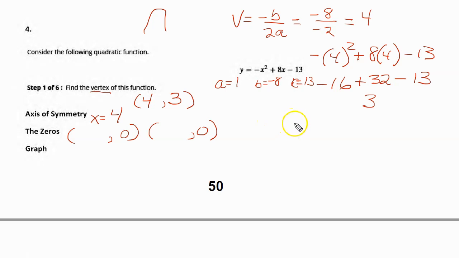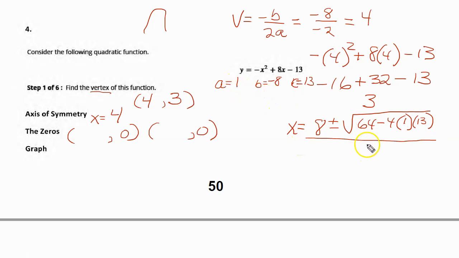Now we're going to do the quadratic formula. X equals a negative B makes this a positive 8, plus or minus the square root of 8 squared is 64 minus 4 times 1, which is now a positive 1, times C, which is a positive 13 now, and that's all going to be over 2A, which is 2.